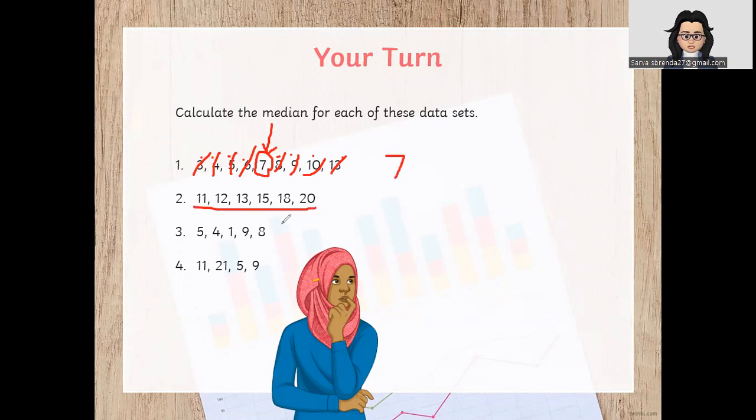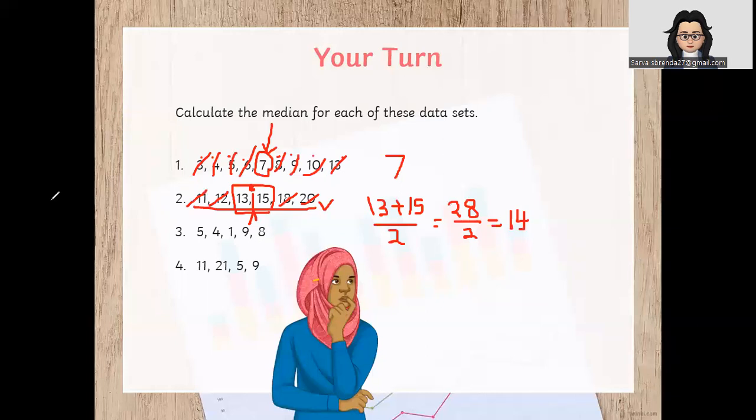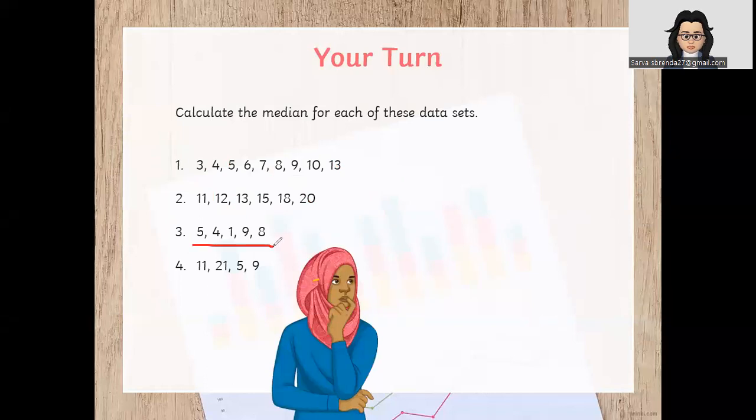Now, what about this data? First of all, check whether it's in order. Yes, apparently it is ordered. If you cancel the first and the last, you will end up with two values in the middle. And what do we do? We take an average of that. We take 13, we add 5, and we divide by 2. So what is 13 plus 5? You get 28. And 28 divided by 2 is 14. So the median is actually the value exactly in the middle of the data. That's 14.